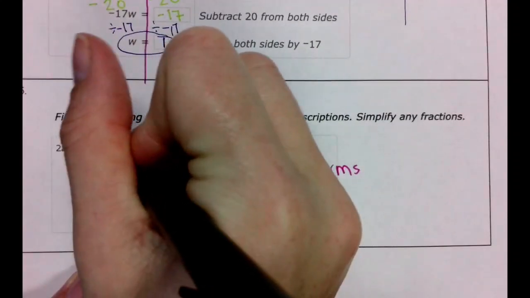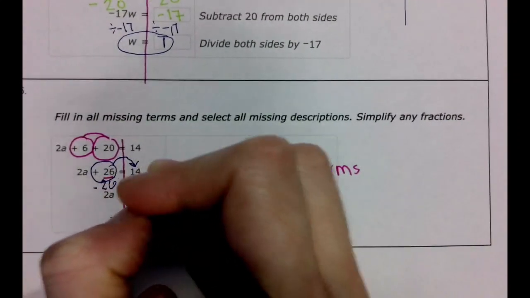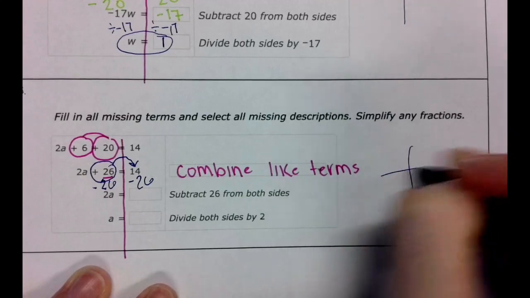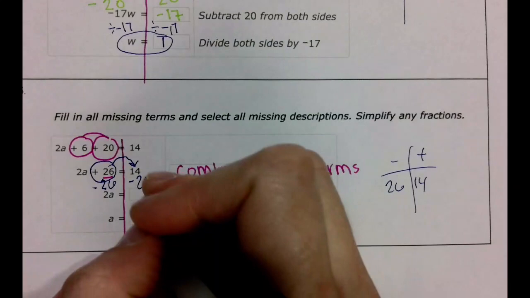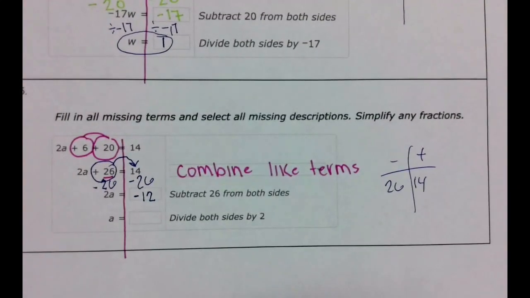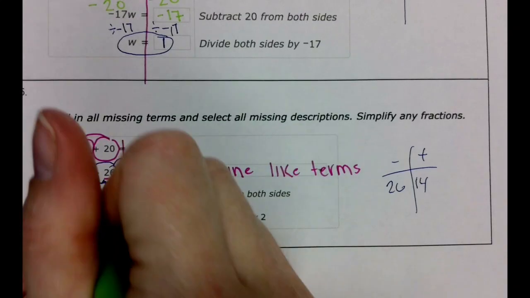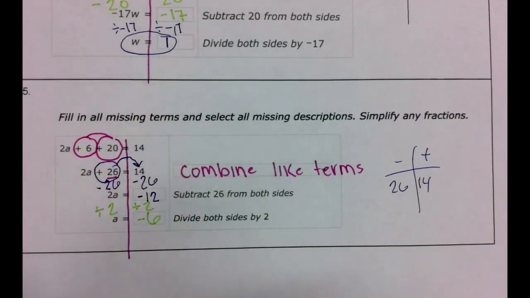So this is now being put over there, right? And so the inverse of plus 26 is going to be minus 26. So I'm going to subtract them. 12, keep the sign of the bigger number. The 26 is bigger, so negative 12. Then last but not least, divide by 2, and A equals negative 6. So that is what we should have. Hopefully you're feeling okay on that.